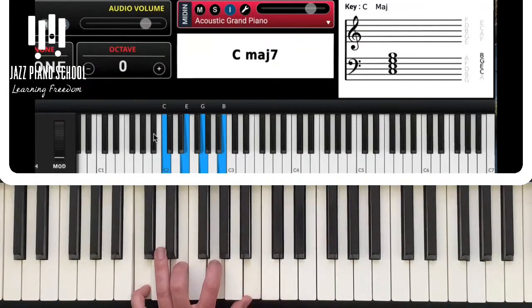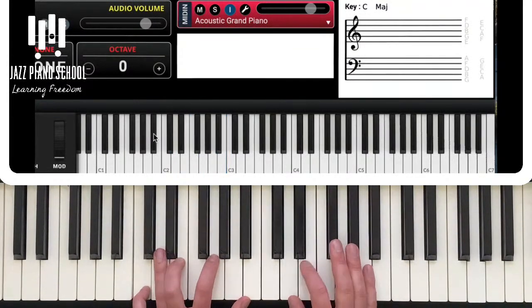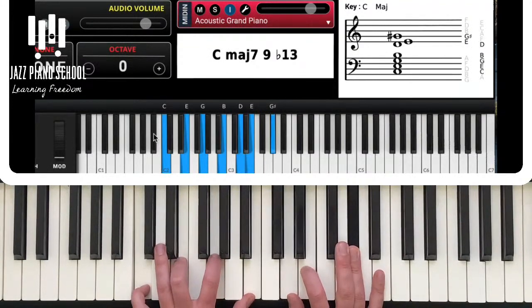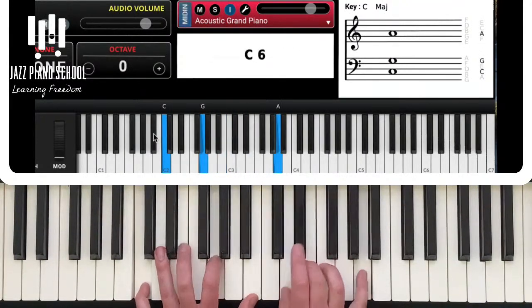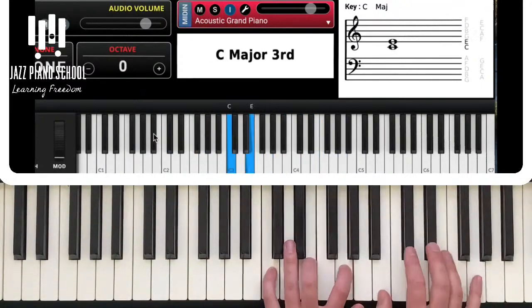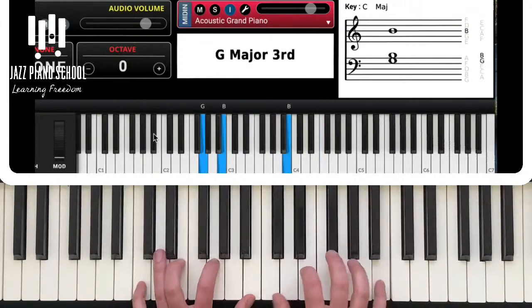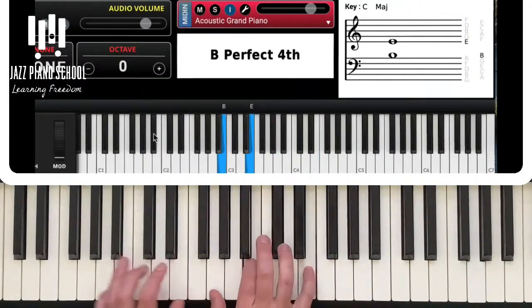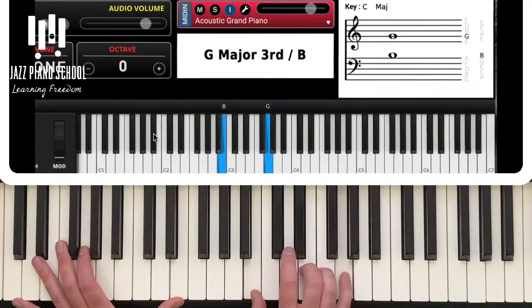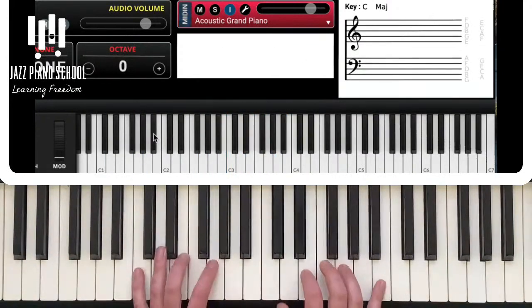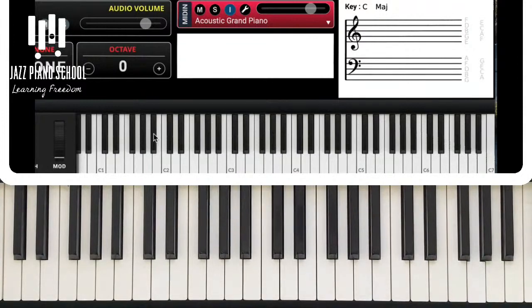Now, is there more colors? Yes, I like to add sharp 5 to my major 7, right? Sometimes I'll even add sharp 9 to my major 7, like this. With a little bit of a resolution, right? So again, there is more colors to experiment with.